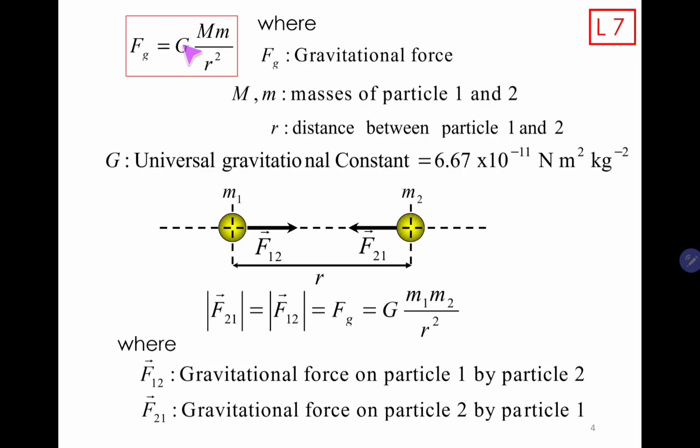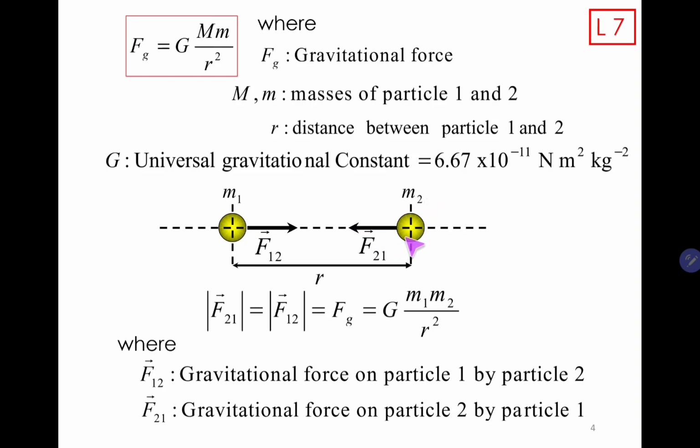So what is G here? G is a constant. We call it the universal gravitational constant, where the value is fixed, equal to 6.67 times 10 to the power of negative 11 Newton meter squared per kilogram squared. This is the example given with two different bodies, M1 and M2. Two particles are given, where the mass of particle 1 is M1 and the mass of particle 2 is M2.